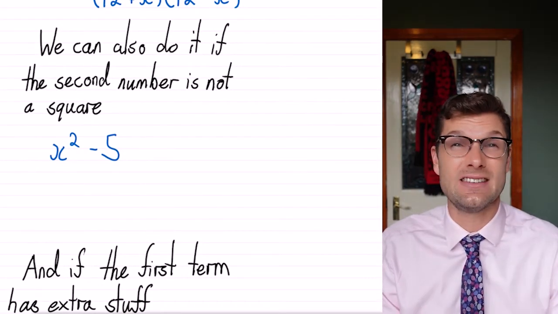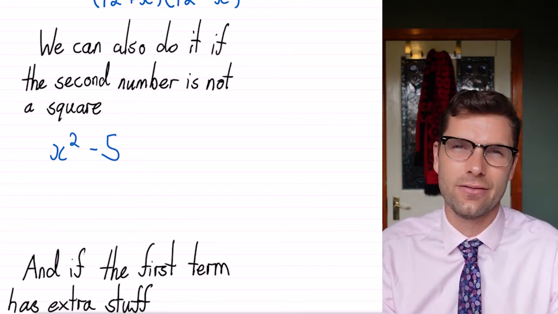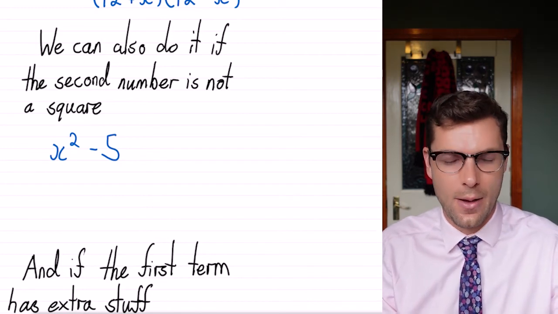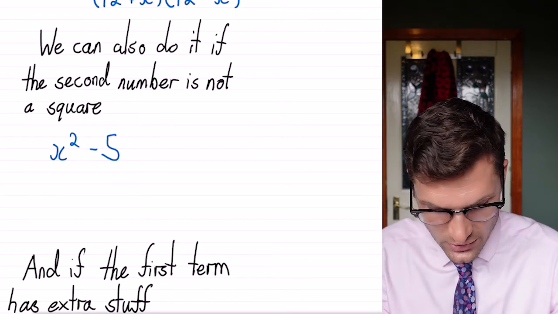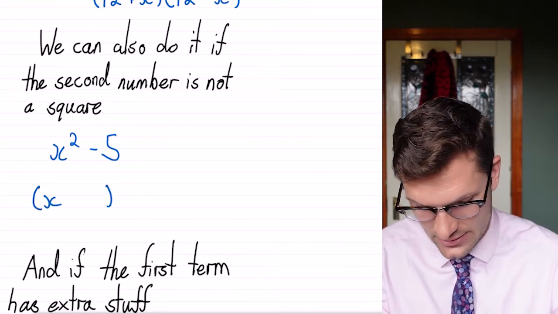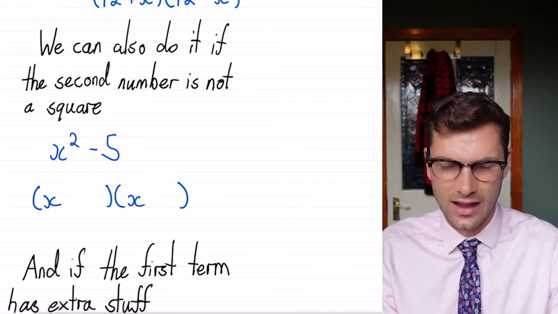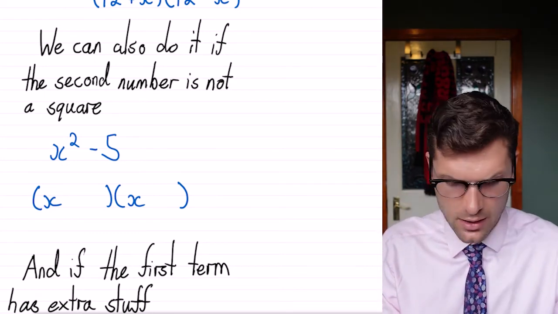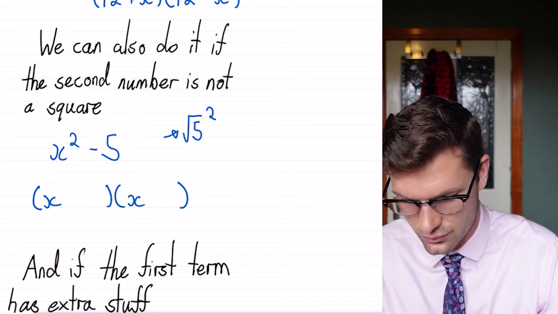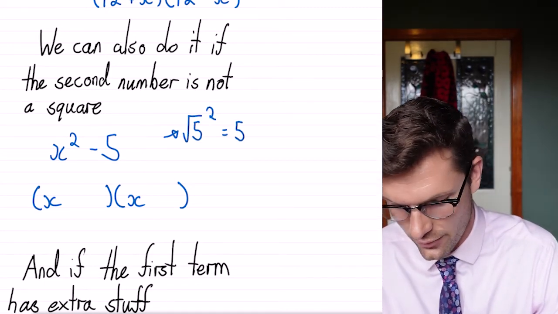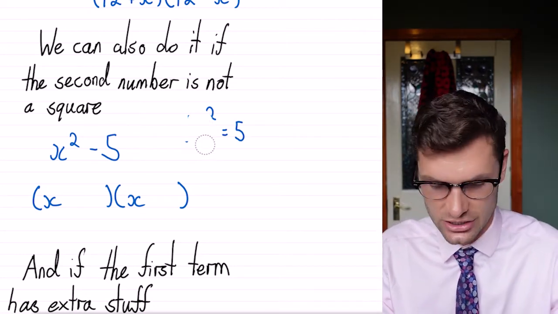We can actually also do this if the number at the end is not a square number. It's kind of annoying to do, but if you squint, you can see that it is still a square. So we know the square root of the x squared is x, so I'm going to put that down with my brackets straight away. And now obviously 5's not a square number, but the square root of 5 squared is equal to 5. So I know that that's a little bit annoying, but these two cancel each other out.